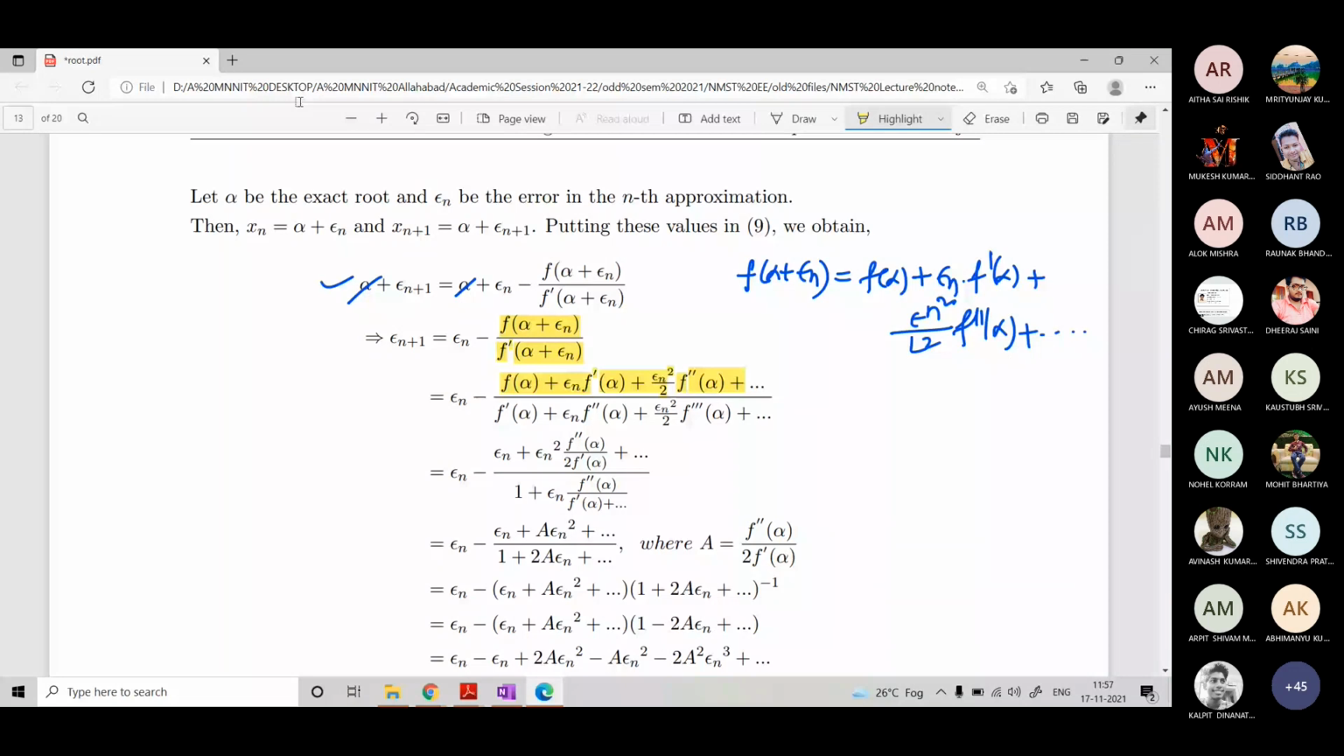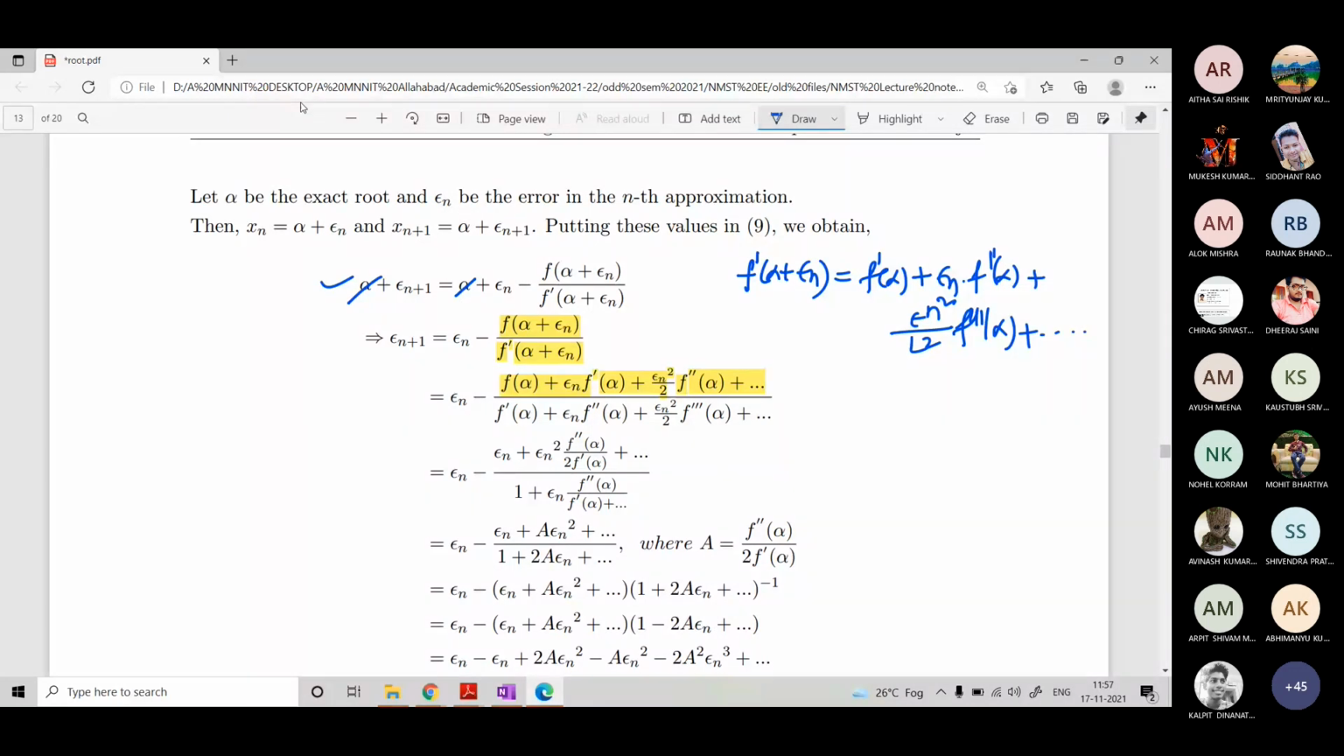And what will happen to the Taylor series expansion of f dash alpha plus epsilon n? So you are starting with the first derivative. So everywhere one more derivative will be imposed. Is it not? In each of the expressions, one more derivative will be imposed. So you see, you will get this expression. Yes, sir.